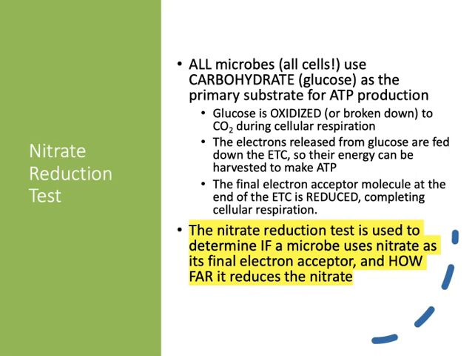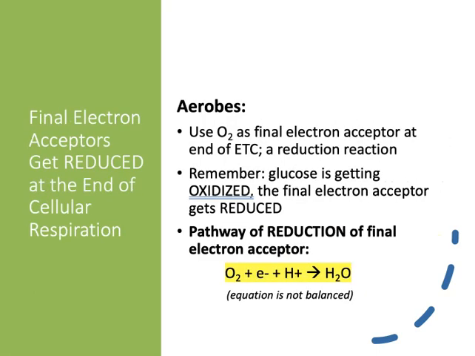That brings us to the first metabolic test we're going to discuss today, which is the Nitrate Reduction Test. The Nitrate Reduction Test is used to determine two things. Number one, if a microbe uses nitrate as its final electron acceptor, and two, how far that microbe can reduce the nitrate molecule. Let's take a look at some equations.